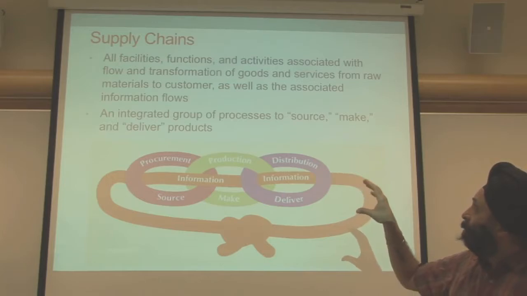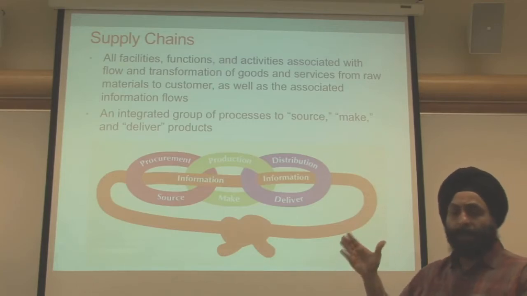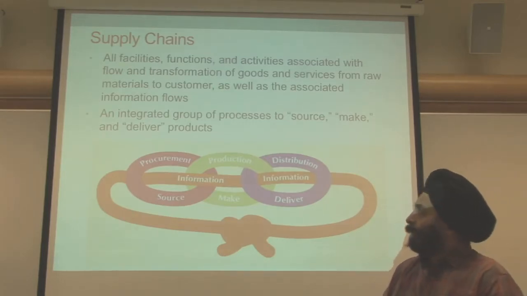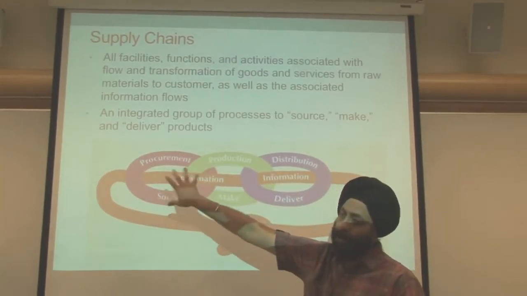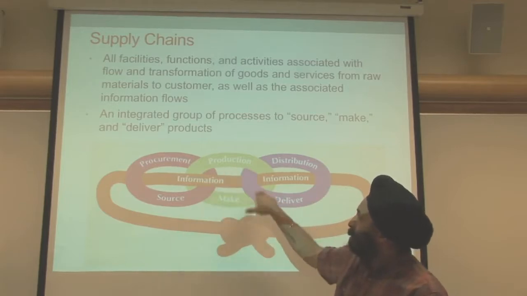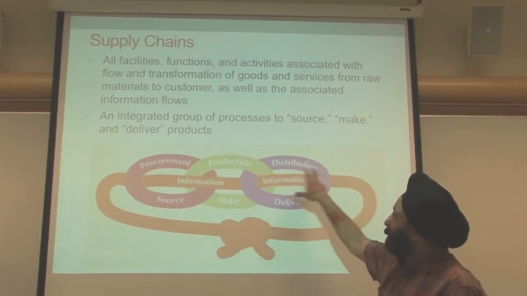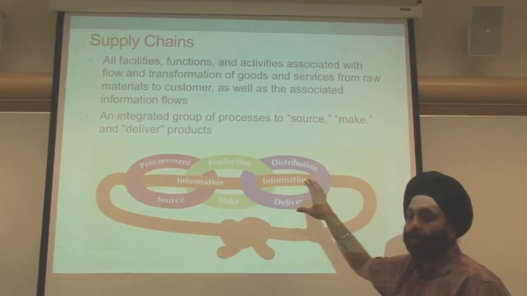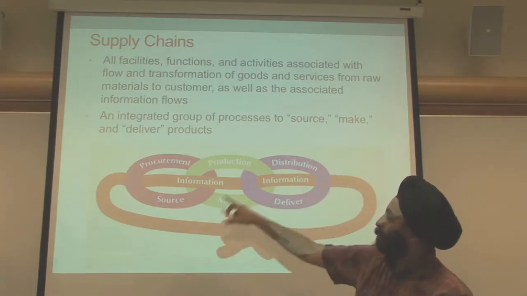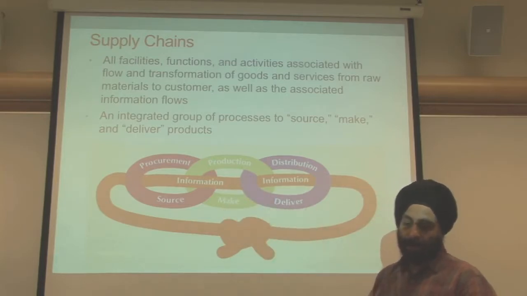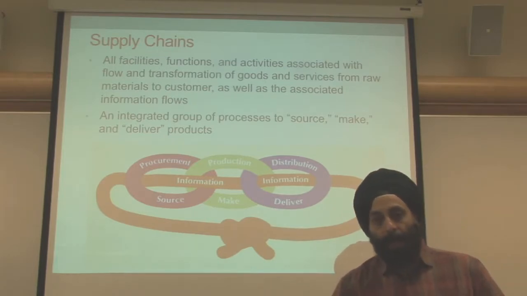Supply chains are all facilities, functions, and activities associated with the flow and transformation of goods and services from raw material all the way to the customer, as well as the associated information flows and even monetary flows. So it is basically an integrated group of processes to source, which is done through procurement; make, which is handled by the production or manufacturing aspect of the company; and then deliver the product through the distribution channel, from wholesalers and retailers all the way to the end consumer. This is all tied together through information, to make sure those linkages are working so that the feedback loops are in place and control mechanisms are available.